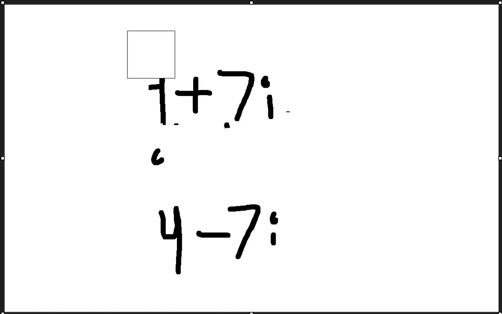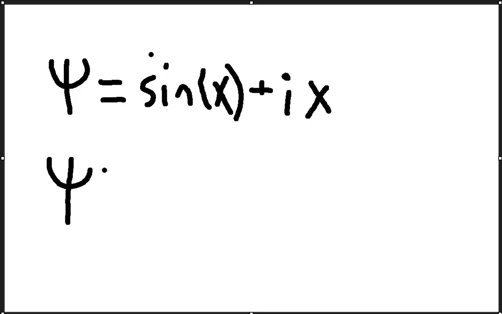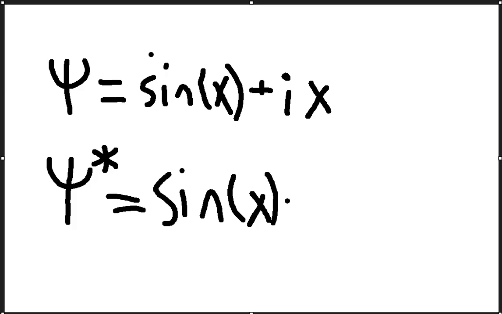Another example, we could have an equation psi is equal to, let's say, sine of x plus i times, let's go with something different, i x. Then psi star is equal to sine of x minus i times x.